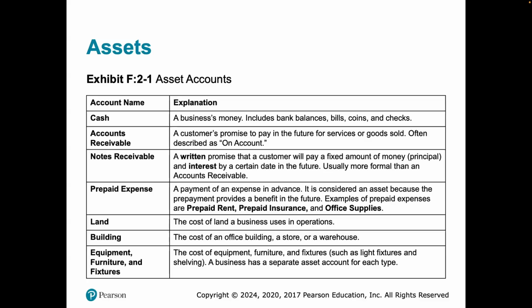Land, right? The cost of land a business uses in operation. This is providing us a service throughout the future. Also, a building in this asset provides us a service to make money in the future. This also includes equipment, furniture, and fixtures. All these things we use to create and earn revenues in the future so the business can survive and produce.